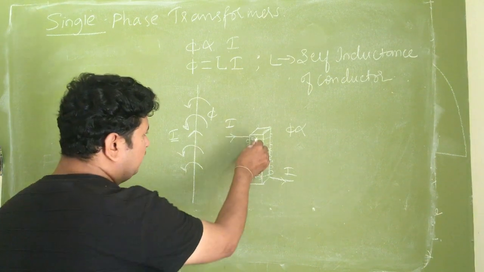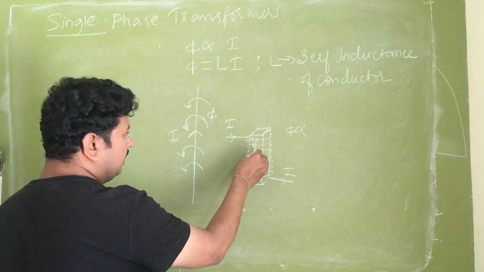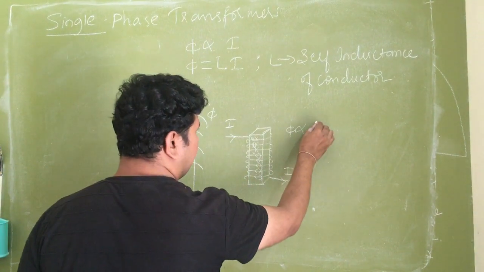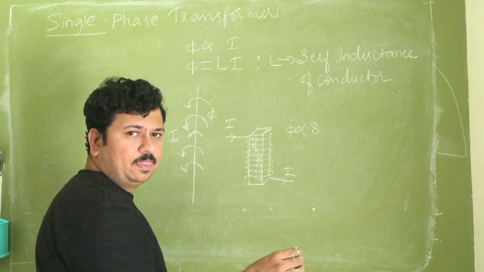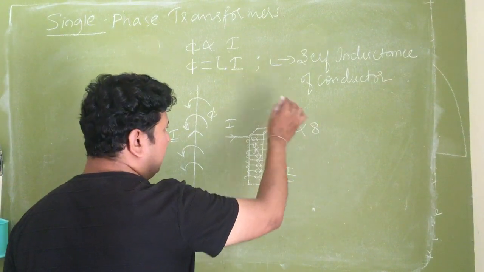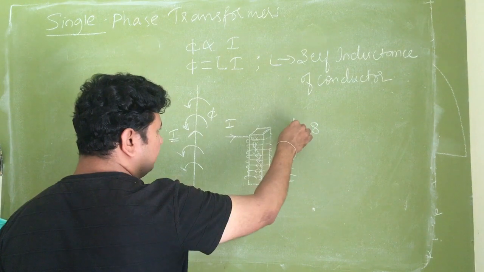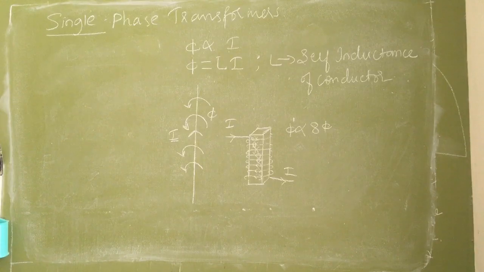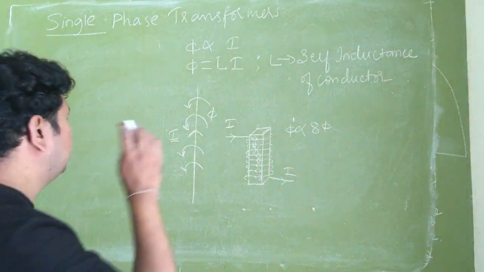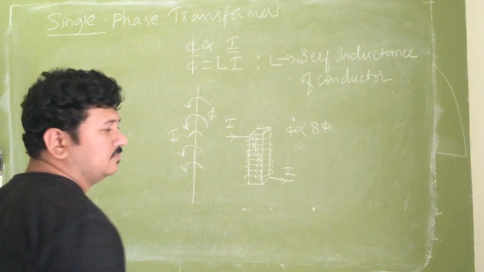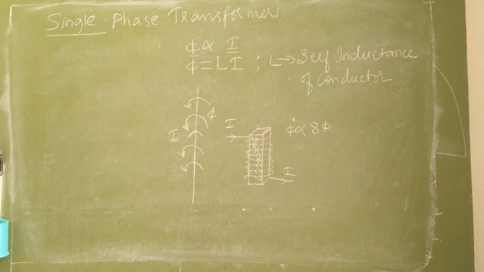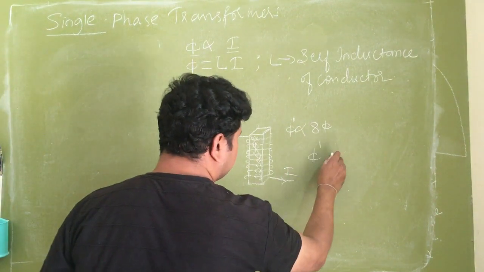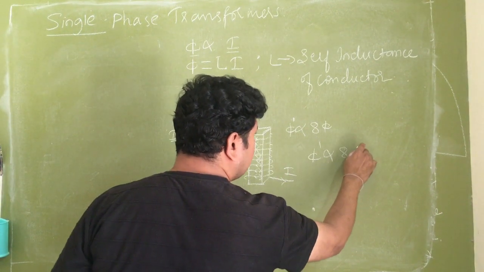Okay, flux produced by this turn plus this turn plus this, 1, 2, 3, 4, 5, 6, 7, 8 turns I have. So this flux produced, phi dash, will be 8 times the flux. Now the flux is proportional to current. This flux phi is proportional to current. Now I will write phi dash is proportional to 8 times the current.